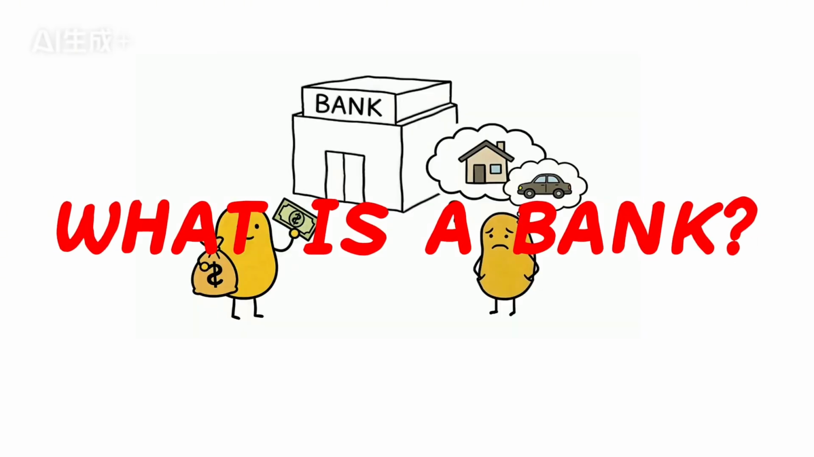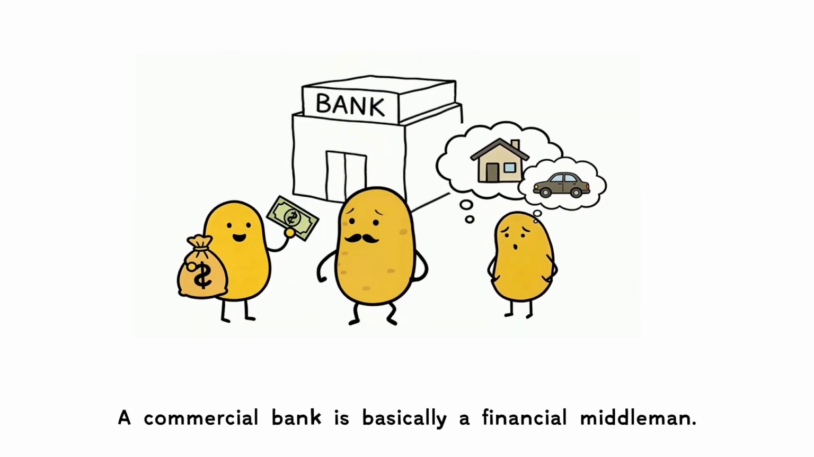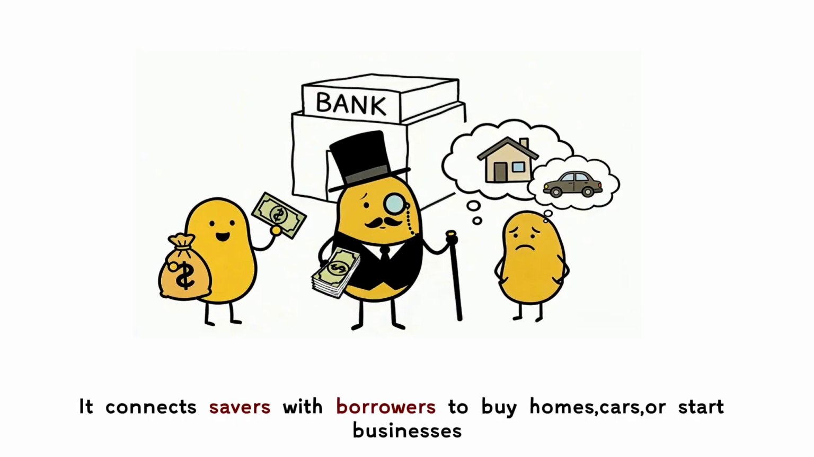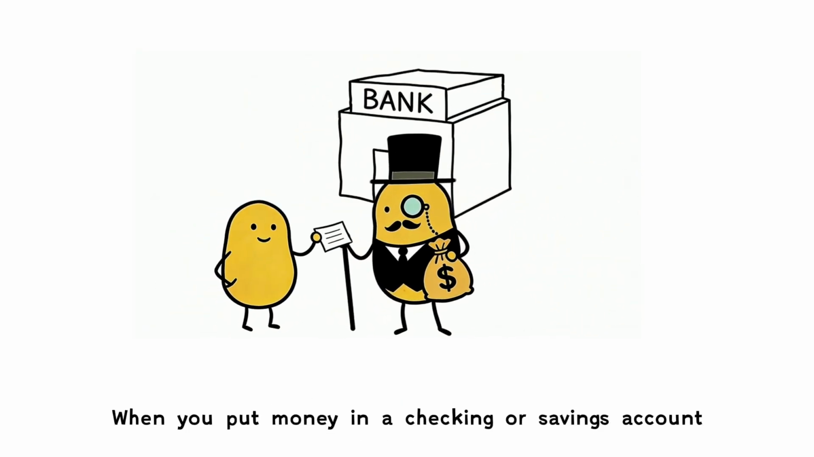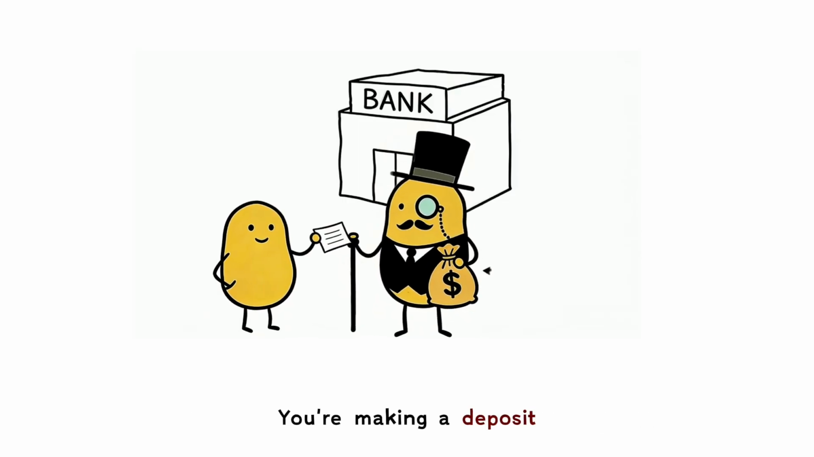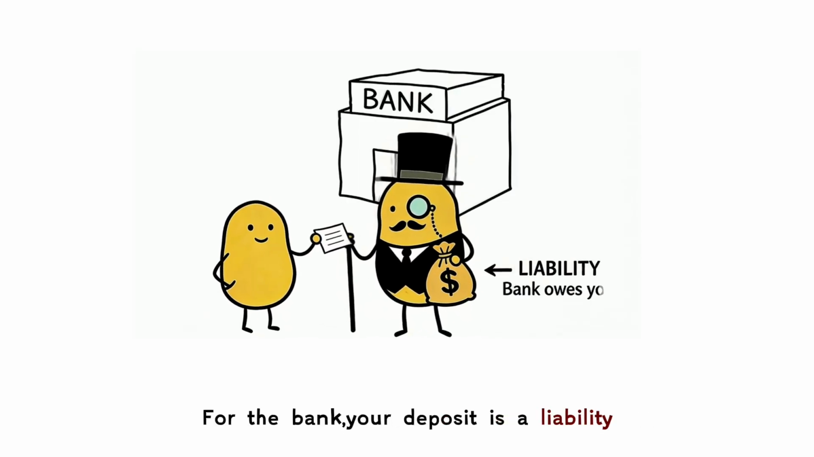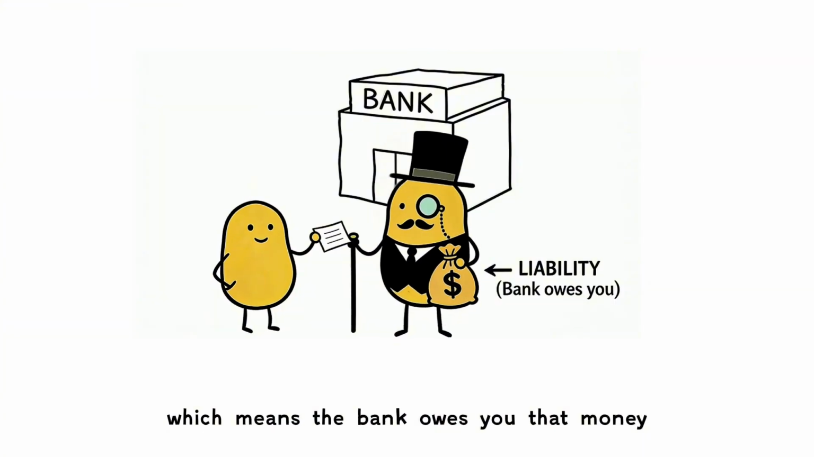What is a bank? A commercial bank is basically a financial middleman. It connects savers with borrowers to buy homes, cars, or start businesses. When you put money in a checking or savings account, you're making a deposit. For the bank, your deposit is a liability, which means the bank owes you that money.